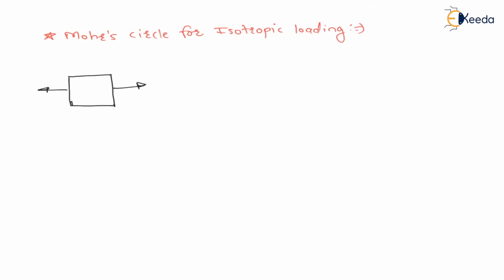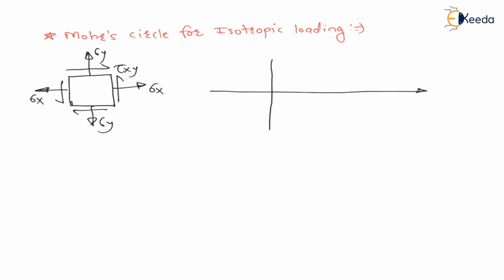For this 2D loading, let us say along the x-axis there is normal stress sigma x, along the y-axis there is normal stress sigma y, and there is also a shear stress on this element, tau xy. Now for such loading, while drawing Mohr circle, normal stress is taken on the horizontal axis and shear stress is taken on the vertical axis.